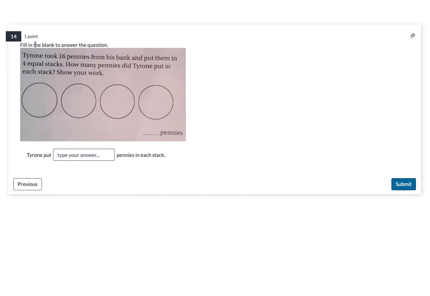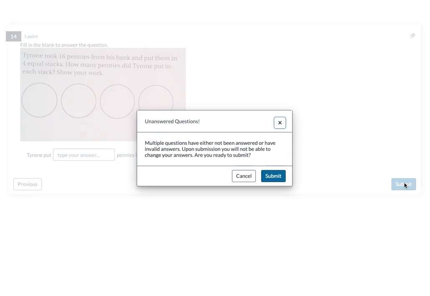Question 14. Fill in the blank to answer the question. Tyrone took 16 pennies from his bank and put them in 4 equal stacks. How many pennies did Tyrone put in each stack? You're going to show your work. So you've been hopefully working these out in your notebook, in your workbook, and you can have those there. But Tyrone put how many pennies in each stack? So you'll type your answer in a number form, a numeral, and then you're done and you click submit.